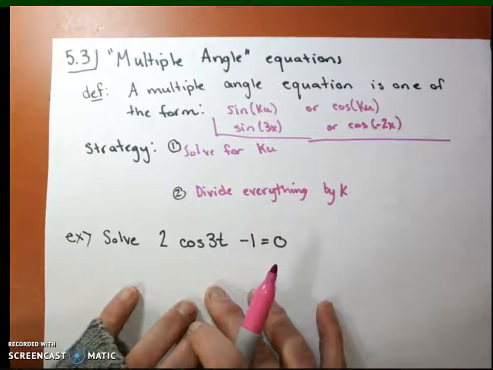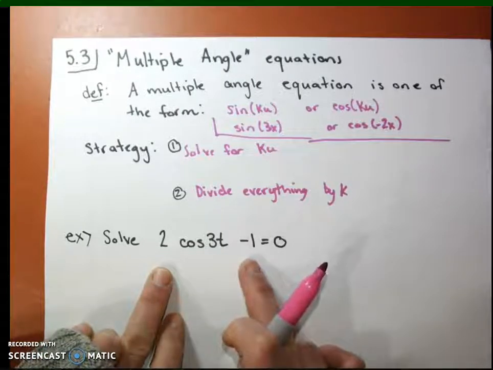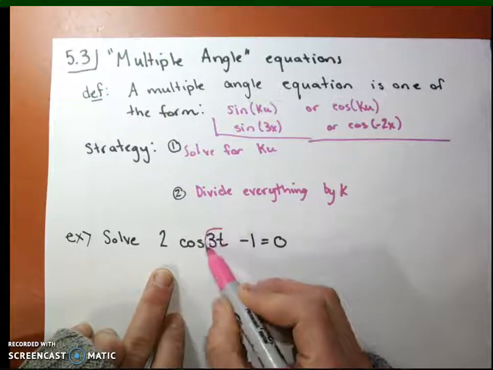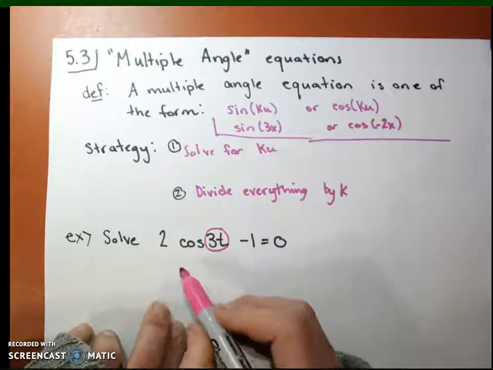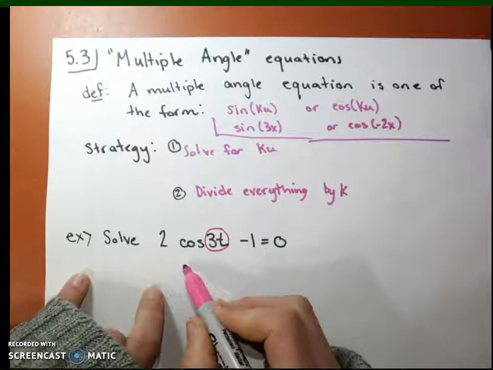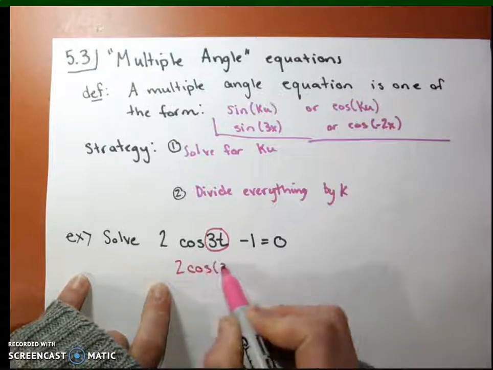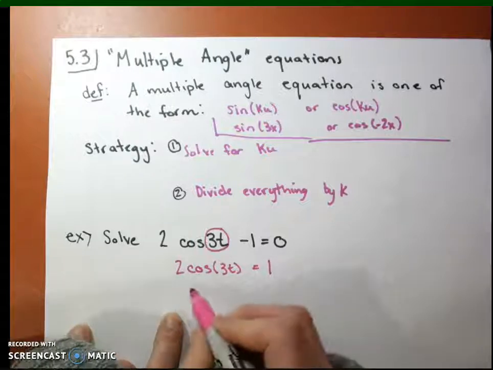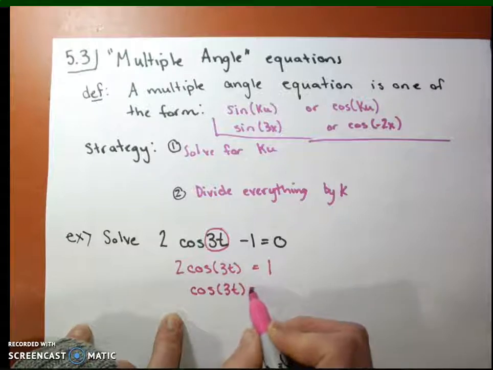So let's do a quick example. If I have 2 cosine 3t minus 1, and I want to solve for t, my first step is to treat the 3t as my variable. Solve for 3t first. So I do what I always do. I'll first bring over this 1, and then I'll divide everything by 2. So I'll get cosine of 3t equals a half.